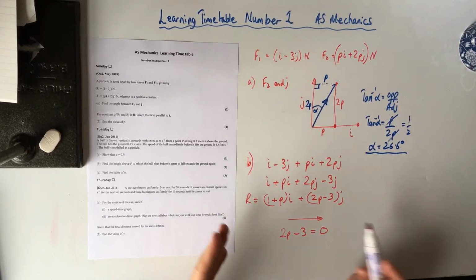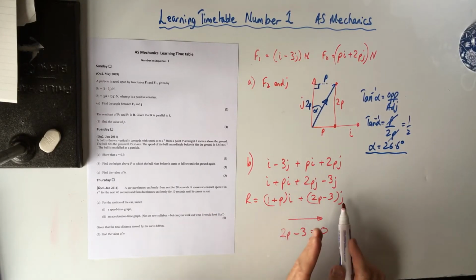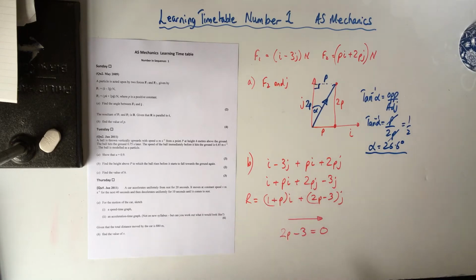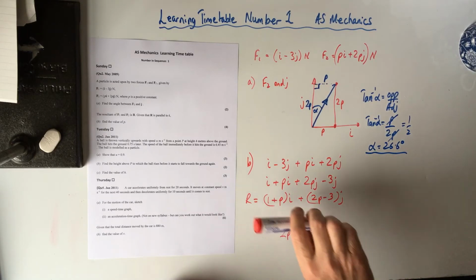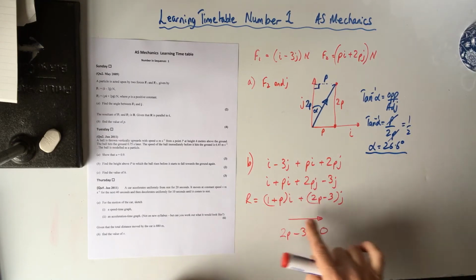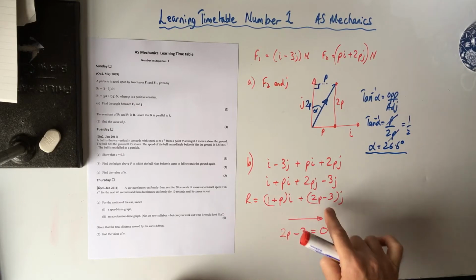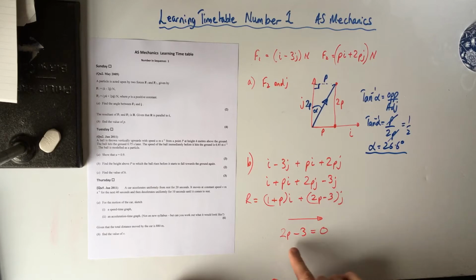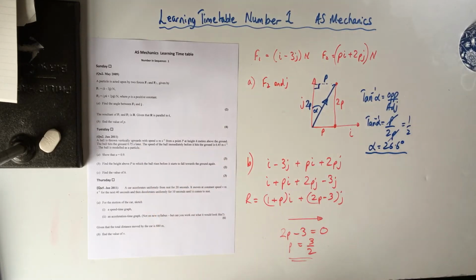And likewise, if the question had said it's parallel to j, then the i would have been 0. But because it's parallel to i, it has an i component, but it doesn't have a j component. So 2p minus 3 must be 0. And so you can see there that p is 3 over 2 or 1.5. And that's what the question is asking, the value of p.